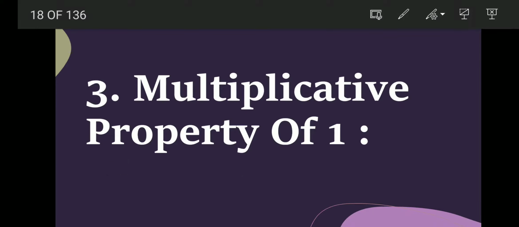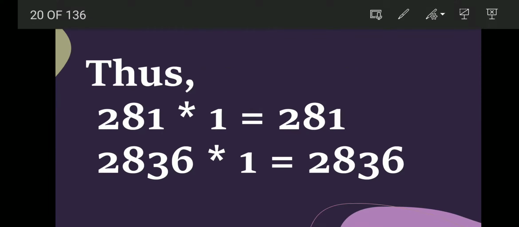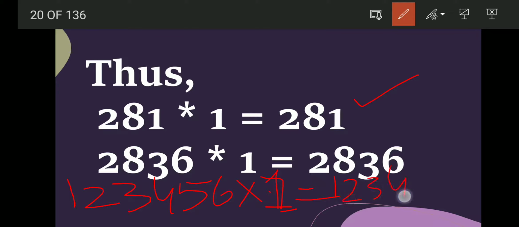Now let us see the third property, multiplicative property of 1. We know, students, that when any number is multiplied by 1, we get the product, the number itself. For example, see here, 281 multiplied by 1, we get 281. 2836 multiplied by 1, we get 2836. It doesn't make any difference whatever number you are going to take. You take big number, small number, whatever number, when you multiply by 1, we get the number itself. Yes, so this is multiplicative property of 1.